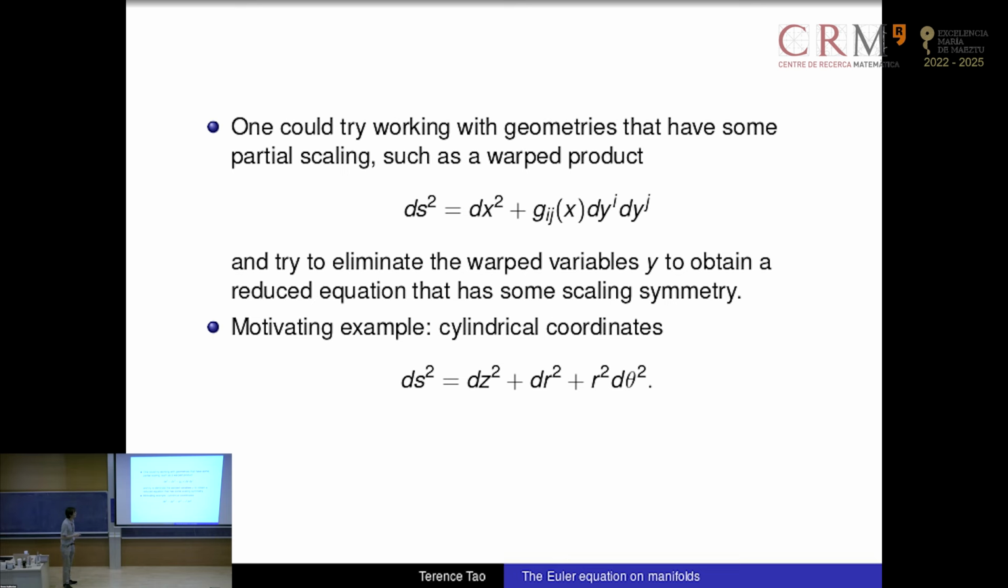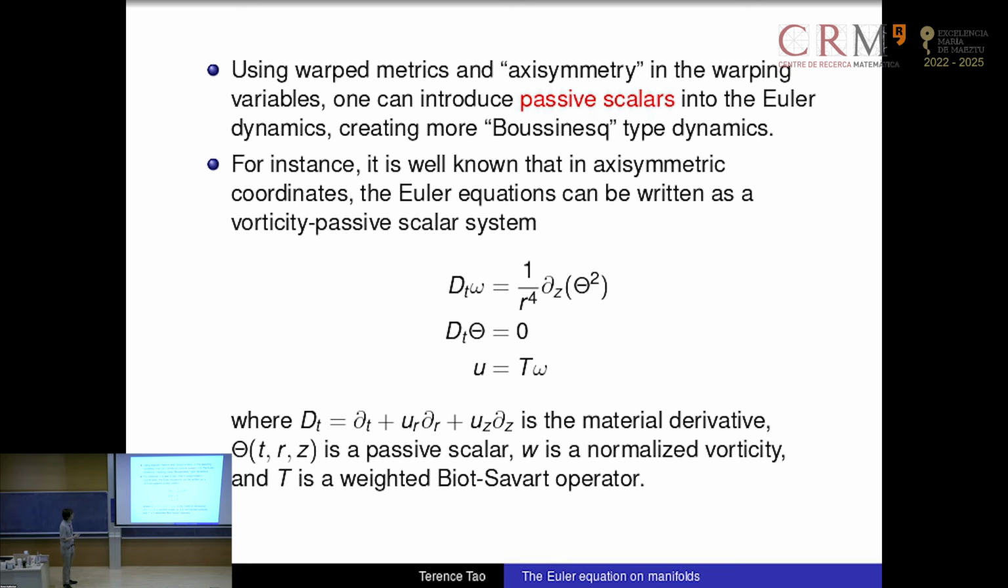Okay, so you can consider more general warping. And what warping does in the, that's what we call axisymmetric, with or without swirl. It really is a two-dimensional system with a positive scalar interaction.